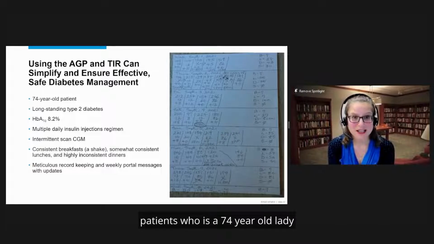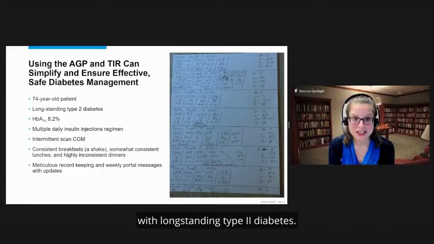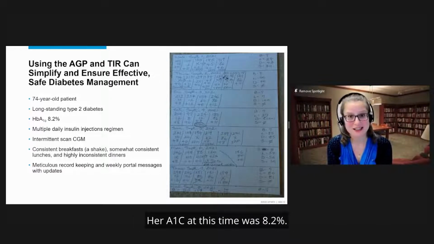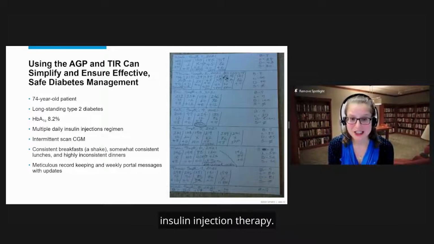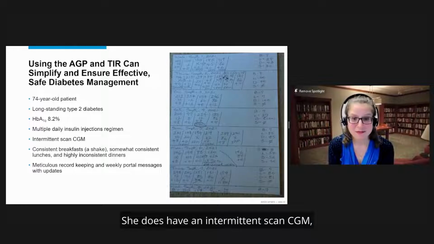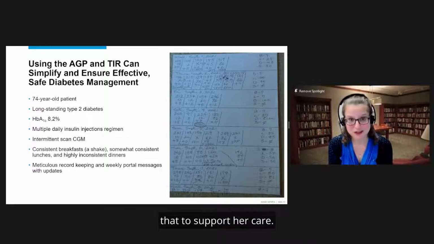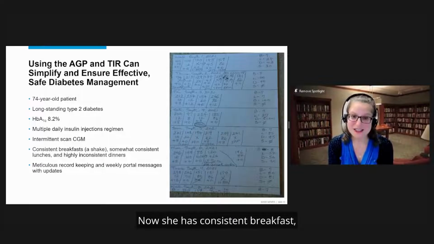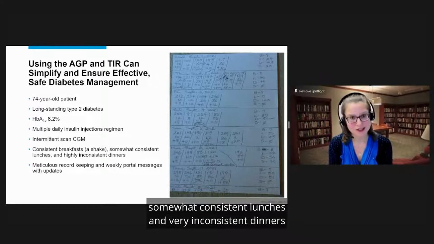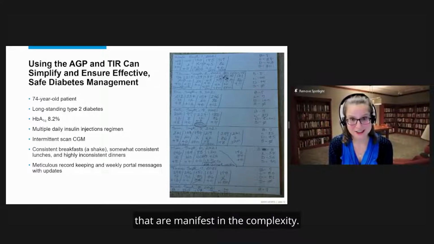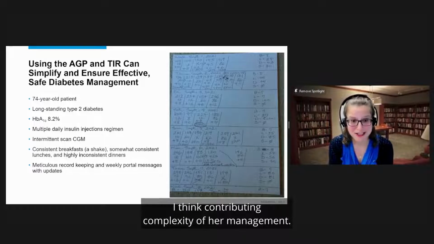a 74-year-old lady with long-standing type 2 diabetes. Her A1C at this time was 8.2%. She is treated with multiple daily insulin injection therapy. She does have an intermittent scan CGM, and I'll show you how we used it to support her care. Now, she has consistent breakfasts, somewhat consistent lunches, and very inconsistent dinners that contribute to the complexity of her management.